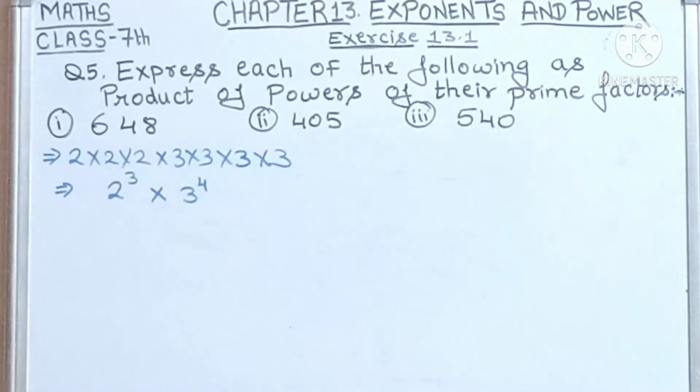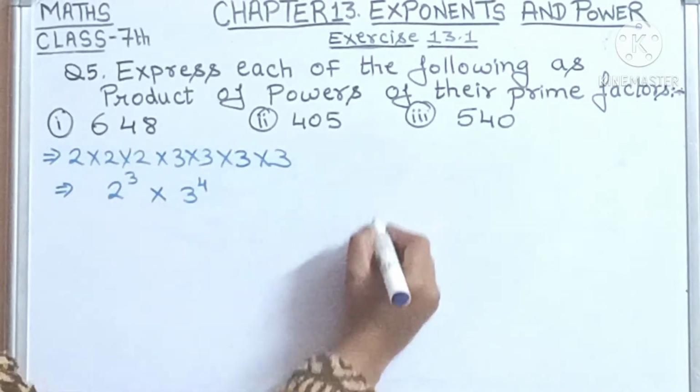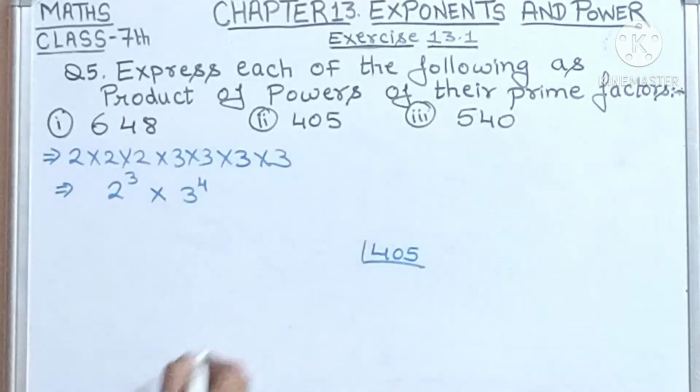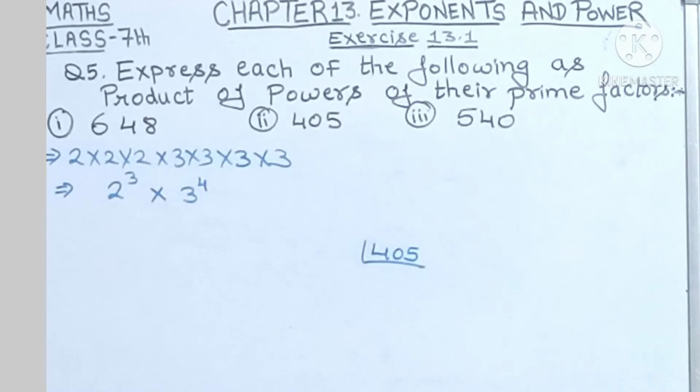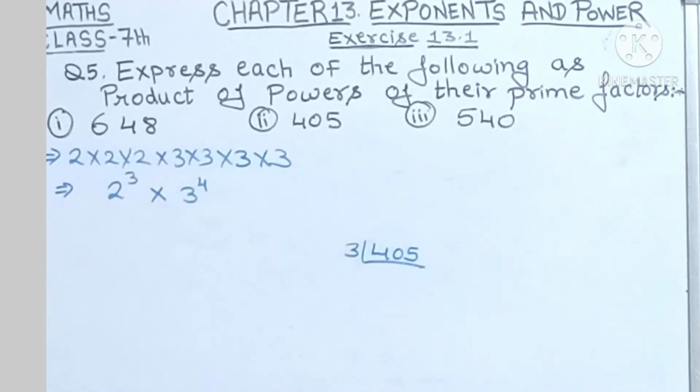Now moving to the second one. The second one is 405. First of all, we will find the prime factorization, and we will use the division method. So now in which table? In the table of 2? No, because 5 doesn't come in the table of 2. In the table of 3, let us try the table of 3.